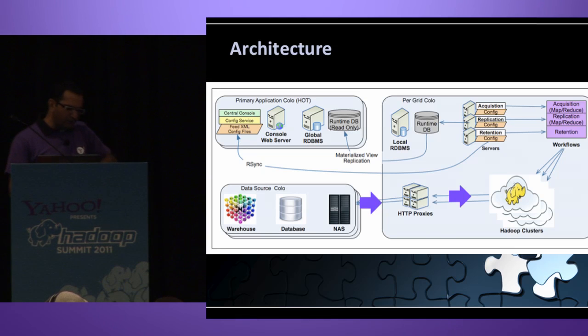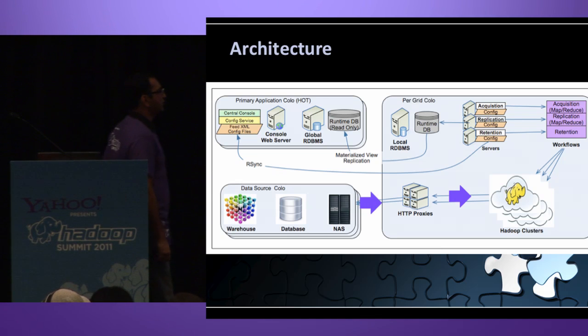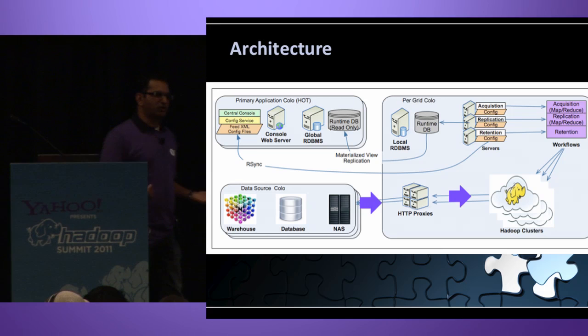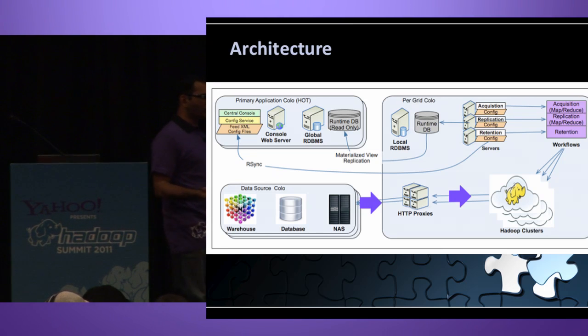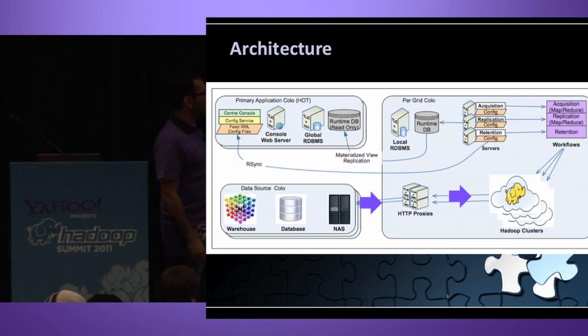So let's briefly look at the architecture here. As I said, we have 3 daemons for acquisition, replication, and retention. So we have introduced an abstraction, a workflow abstraction, on top of these MapReduce jobs. Each acquisition or replication or retention is essentially a workflow with a bunch of MapReduce jobs. Those are launched against a Hadoop cluster.